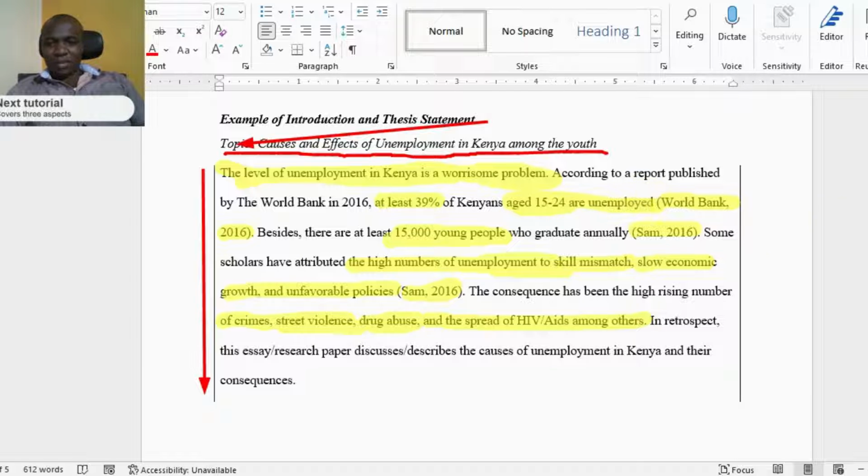Now, here's my thesis statement. Now, this is the last sentence of my introduction. It says, in retrospect, this essay or such paper discusses or describes the causes of unemployment in Kenya and their consequences. So I've declared my intention in this paper, what the paper will deal with.